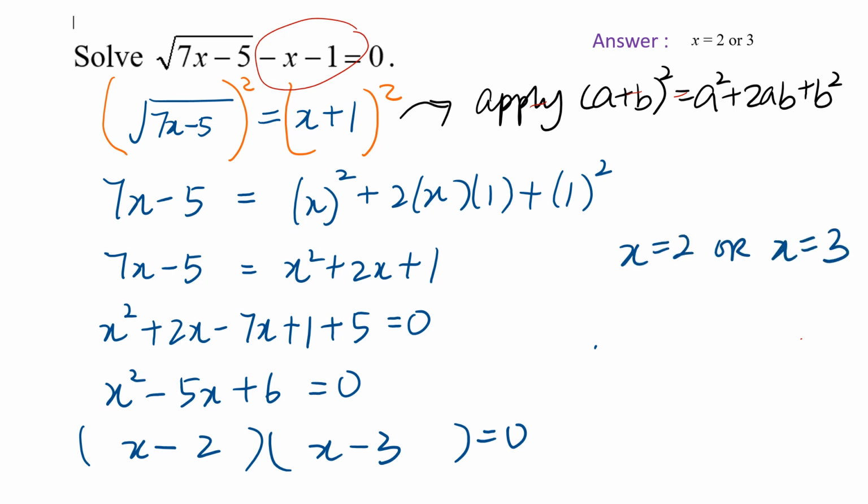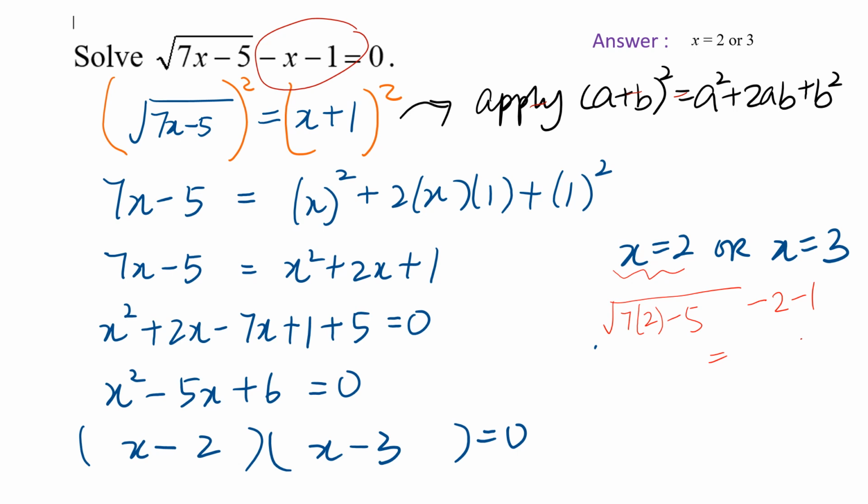Okay, so here I'm a little bit lazy. I didn't really show you the validations, because when you square something, sometimes you get some answers that are not relevant. So by right, what you should be doing is substituting x equals 2 into your original equation. You don't really need to show the working. You can just use your calculator, and see if you get 0 on the right hand side.